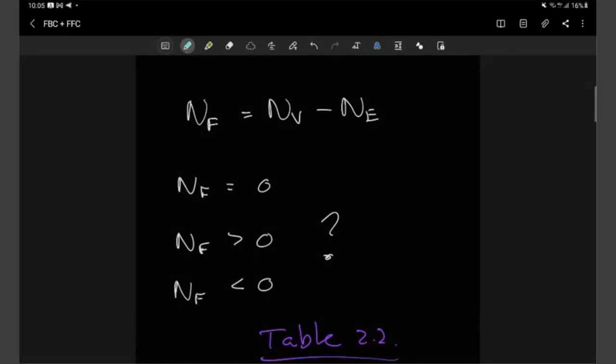When NF is 0, we have a fully specified system, so we have one solution to that, and that is the only thing that we want to work with. We don't work with degrees of freedom greater than 0 or degrees of freedom smaller than 0.